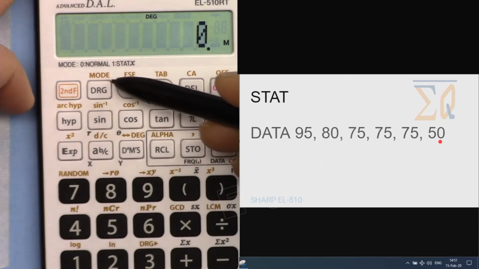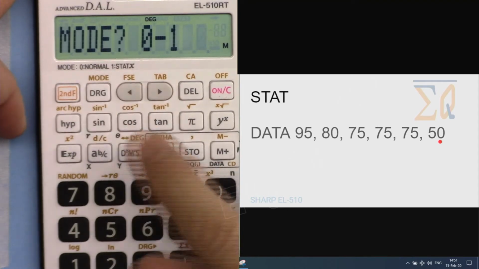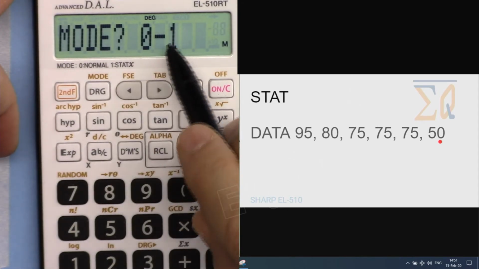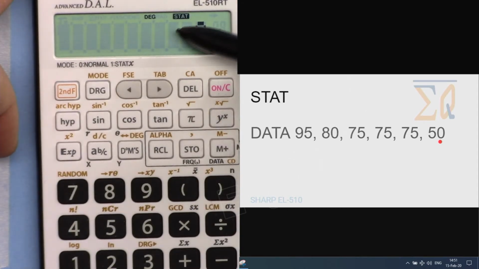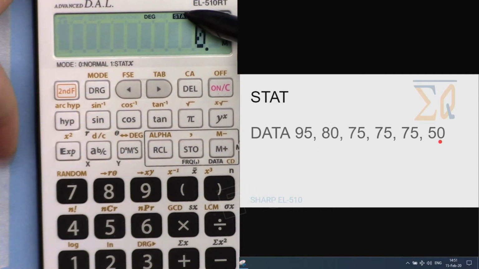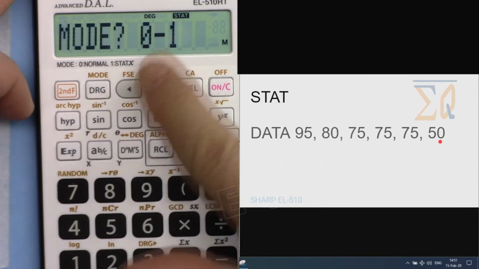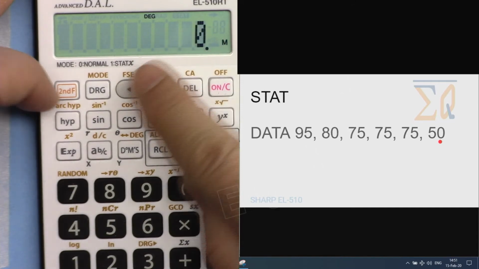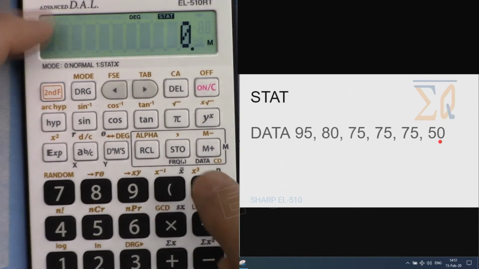To go to statistic, we press second function mode, and mode is currently 0. If I press 1, you will see a stat. We are now switching to statistic. To change it back, press mode and then 0. This goes back to normal calculation, and then 1. Now we are in statistics.